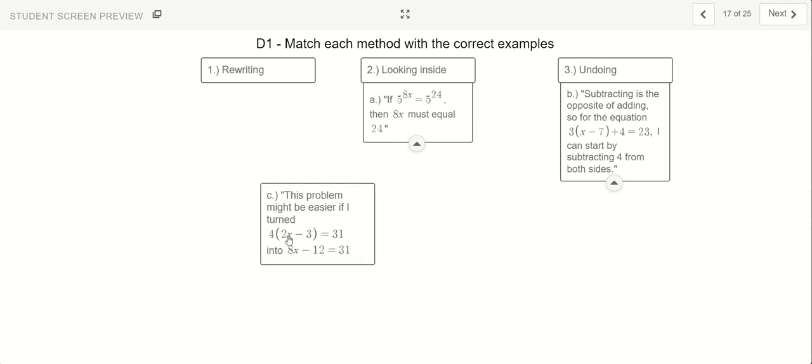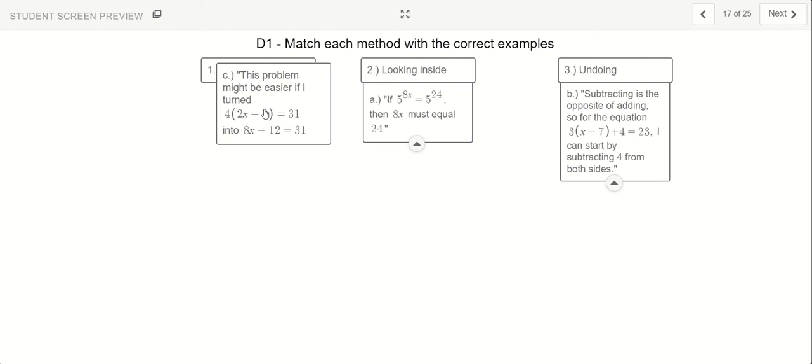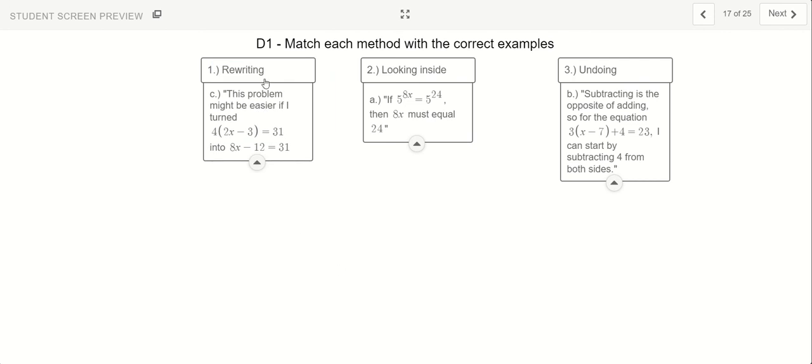And here, rewriting. Notice that they're using the distributive property here. 4 groups of 2x minus 3. 4 times 2x is 8x. 4 times negative 3 is negative 12. So they rewrote this using the distributive property. So we have 1c, 2a, and 3b.